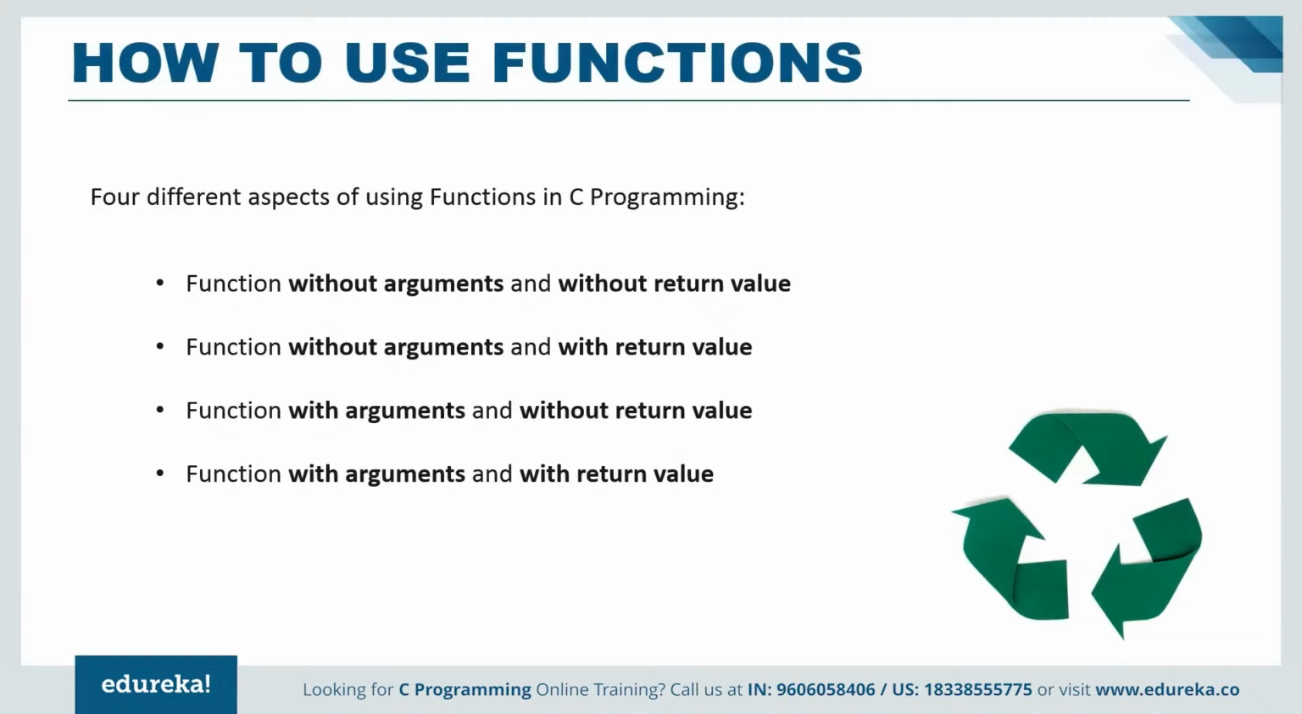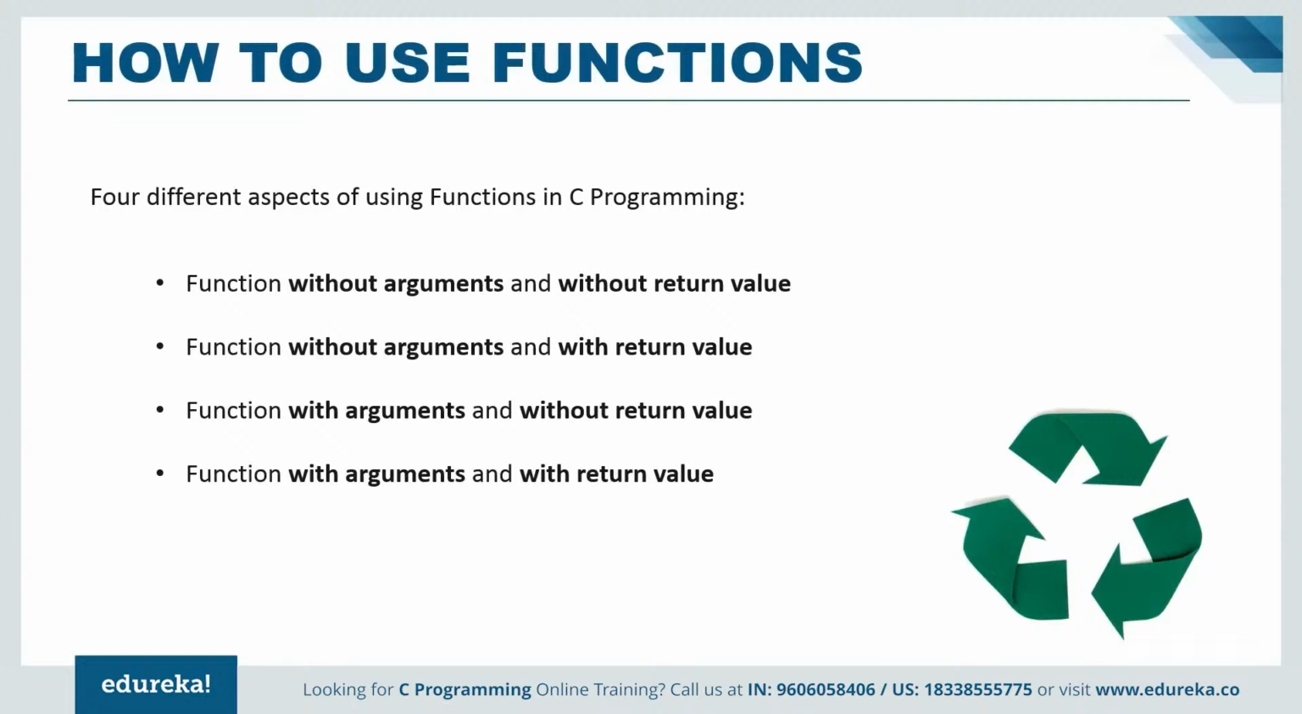The third type is function with arguments and without return value. In this case, the calling function will provide some arguments to the called function, but the called function will not return any value to the calling function. The last aspect is function with arguments and with return value. In this case, the calling function will provide some arguments to the called function, and the called function, after executing the operation, will provide a result to the calling function. Now, let us execute some examples to understand this in a much better way. Functions can be called in 2 ways, either by reference or by value. Let us execute both types to understand this better.